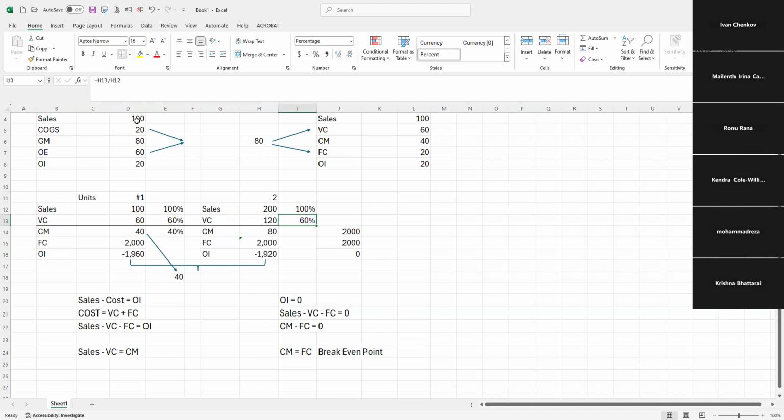Contribution margin, what's going to happen with the contribution margin? That should stay the same, right? 80 divided by 200, yeah, looks the same, 40%.